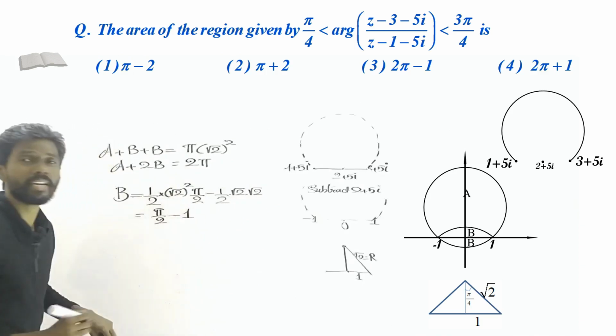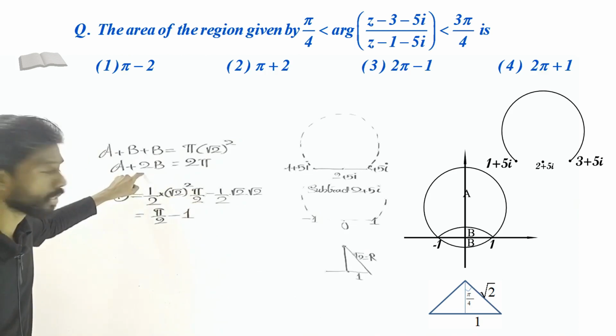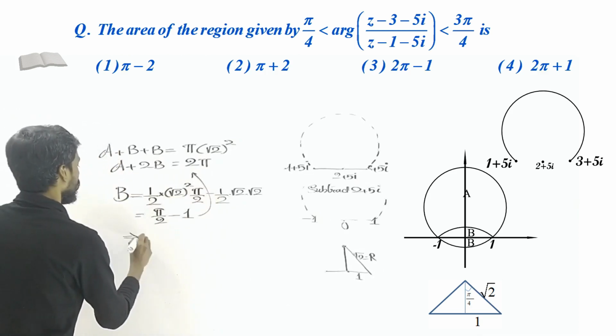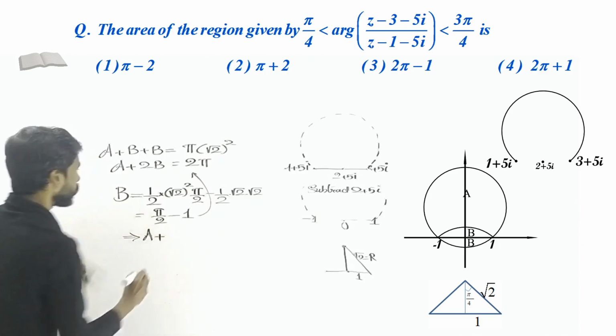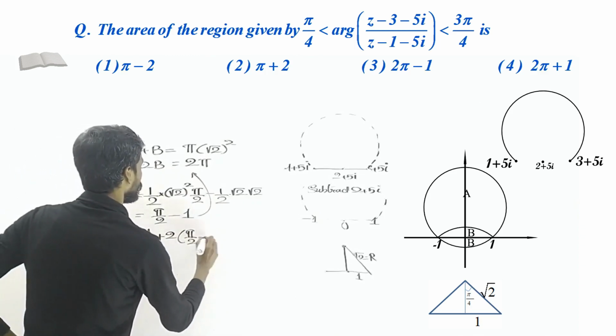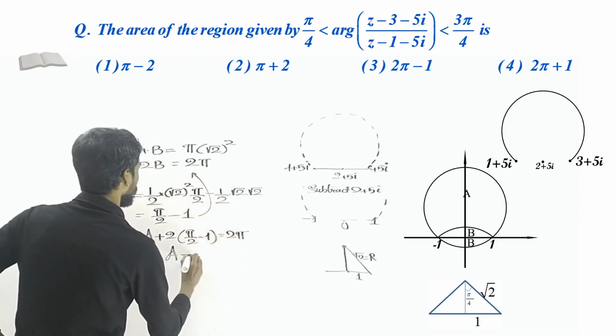So this is the area of that portion B, which is the segment. Now we have to subtract 2B. So this value we have to substitute it here, which means our A plus 2B. Okay, so 2B, 2 pi by 2 minus 1 equals 2 pi. So that gives you our required area A.